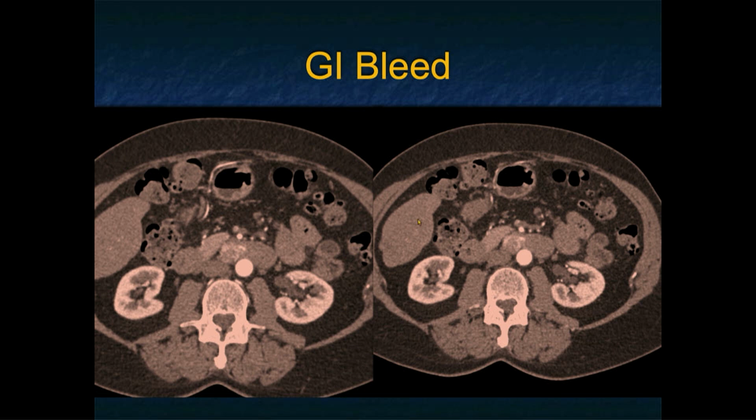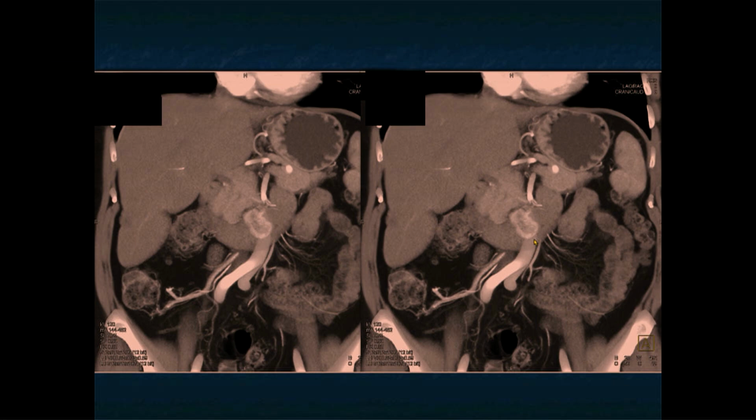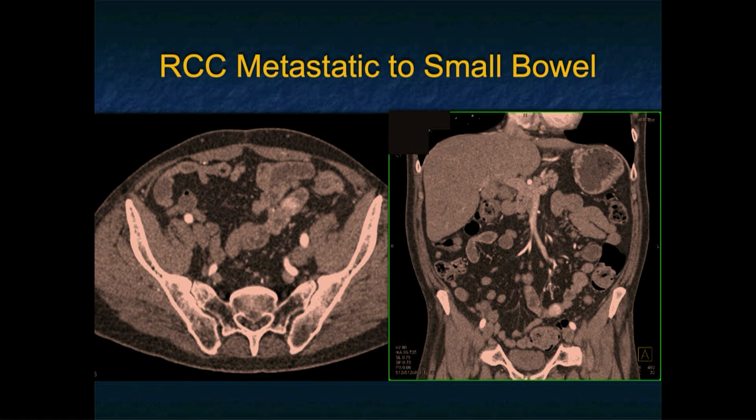Or in this case as well, GI bleed, no known source. Here in the fourth portion of duodenum, there's an enhancing lesion, which you can see is somewhat lobular. Again, a GIST tumor of the duodenum. Or this patient presented with GI bleeding, and when you look carefully, there are enhancing lesions only about 1 centimeter in the patient's distal jejunum. You can see it nicely here, but it's easy to overlook.